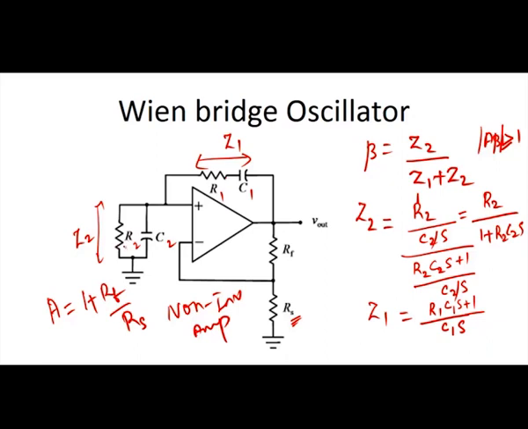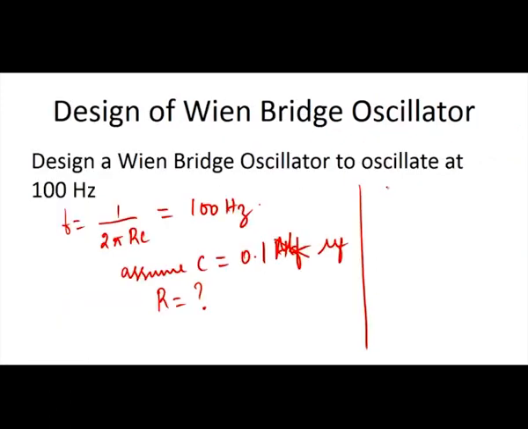What are the passive components present in the Wien-Bridge oscillator? If R is calculated, then these two values R1 and R2 will be taken as the value of R, and we have assumed C1 and C2 as 0.1 microfarad. So, the series arm and the parallel arm of the Wien-Bridge are calculated now. The remaining two resistors are this Rf and Rs. This Rf and Rs are calculated from the gain of the non-inverting amplifier.